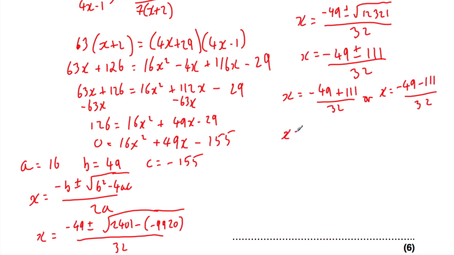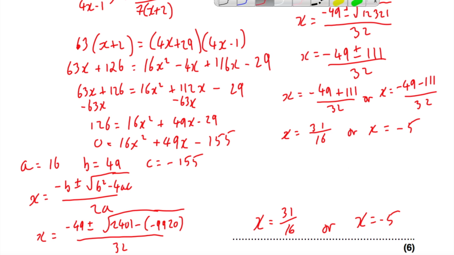So let's work out both of these and see what we get. Minus 49 plus 111 divided by 32 is equal to 31/16, or x would be equal to minus 5. So there are two solutions. Either x is equal to 31/16 or x is equal to minus 5. There are two possible solutions, and that's it.